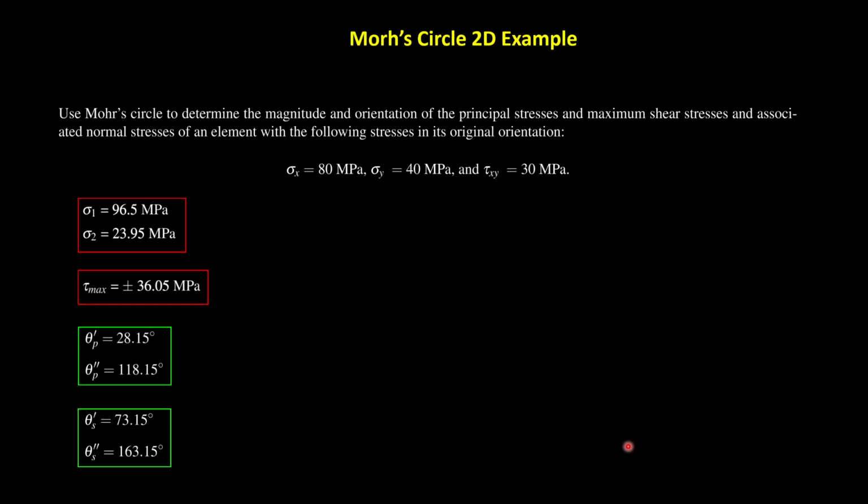So if I rearrange this, I would like to plot the solutions I've gotten. I know what the magnitudes of the principal stresses are. I know the magnitude of the shear stress, in this case plus minus. I know their orientation now in physical quantities.